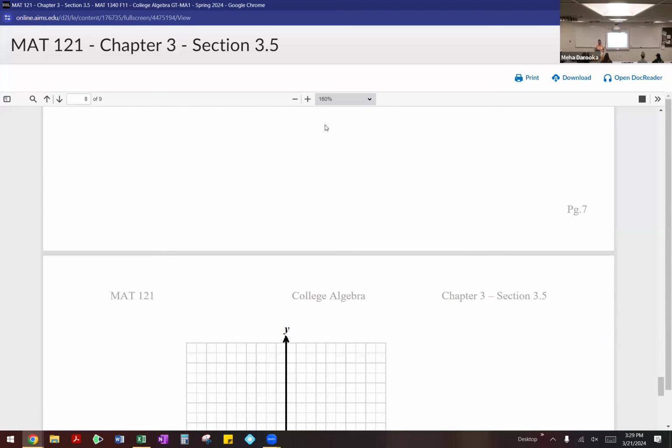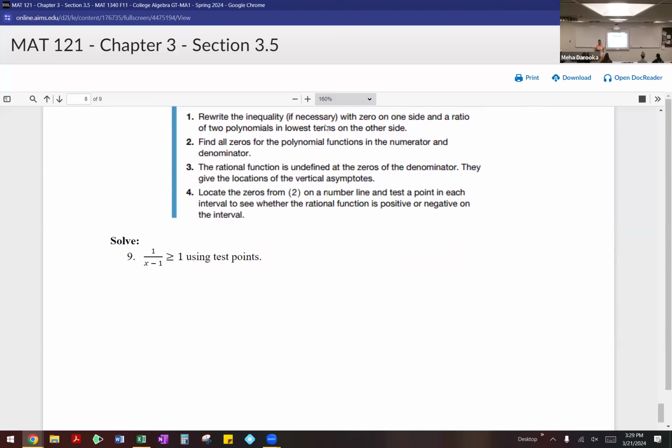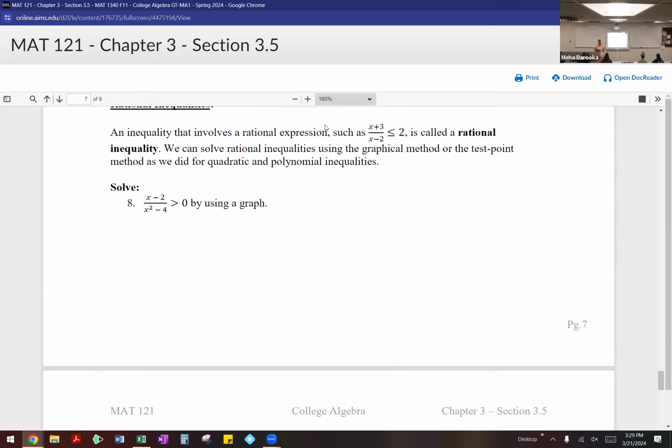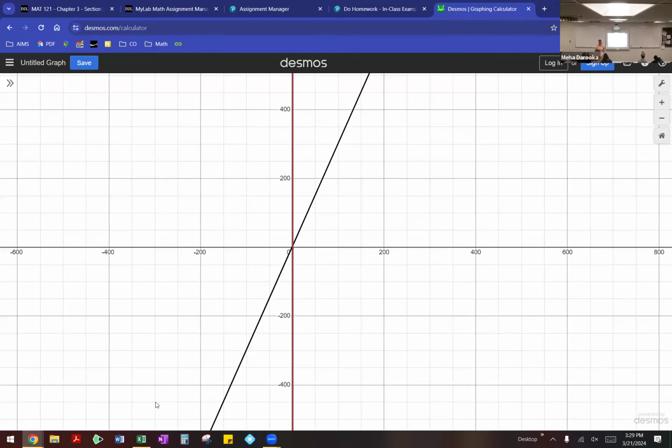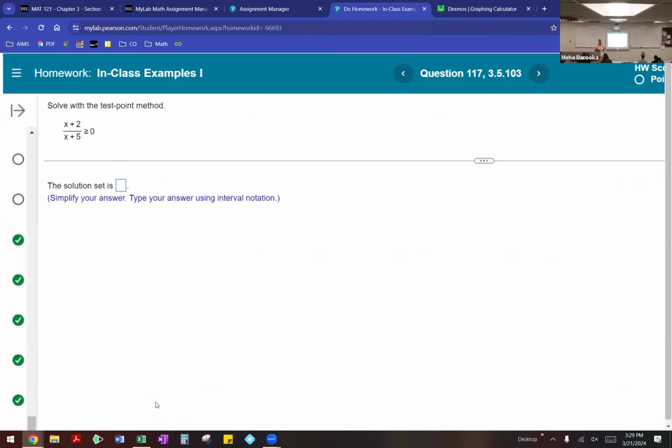But the last part we want to talk about here is how to solve these rational inequalities. Again, you can do this by using a graph, or you can do this by using the test point method. So let's take a look at our example here. They want us to do this using the test point method. So let's do it.